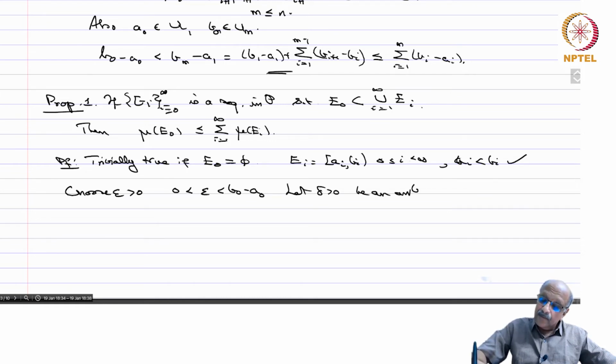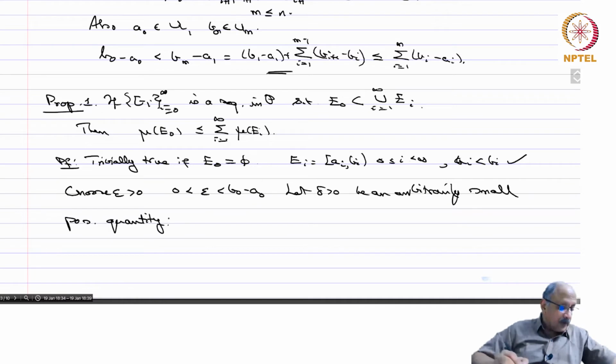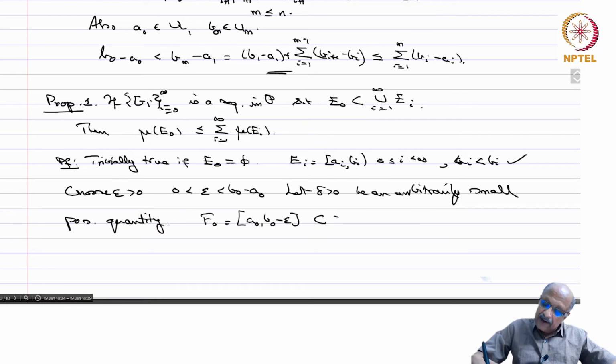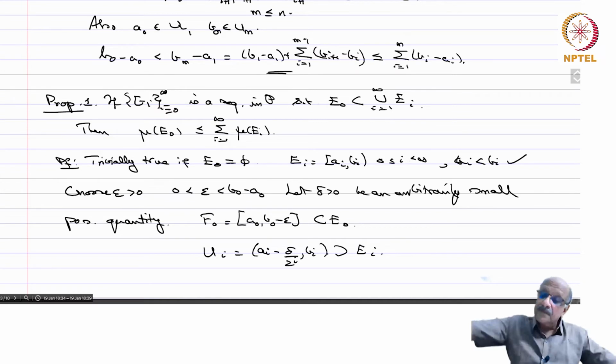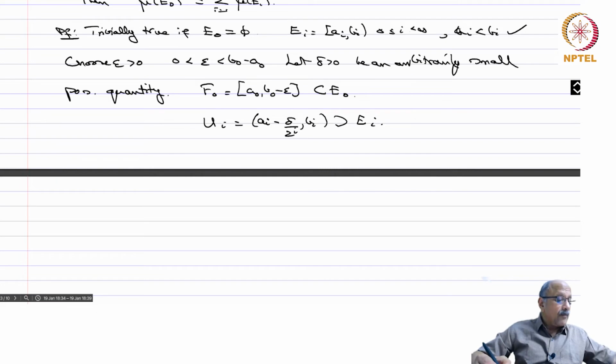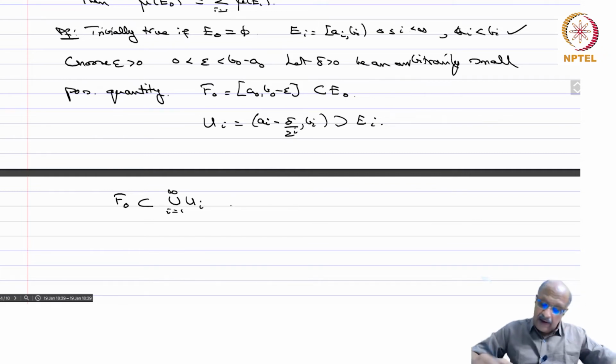And then let delta be an arbitrarily small positive quantity. Okay, so then you set F naught to be a naught b naught minus epsilon. So this is of course contained in E naught, and you define Ui equals ai minus delta by 2 power i, bi, and this of course contains Ei. And therefore F naught is contained in union i equals 1 to infinity Ui, and F naught is compact because it's a finite closed interval. It's compact, which implies there exists a finite subcover.